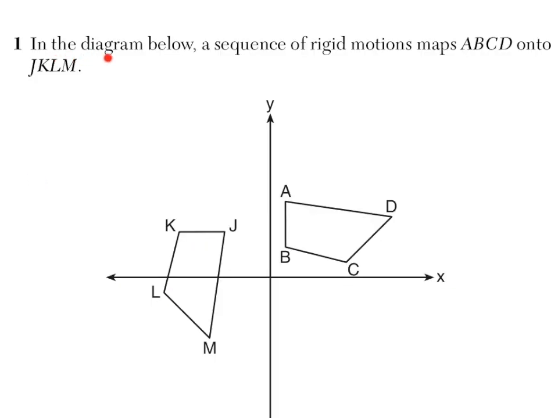Let's take a look at question number one. It says in the diagram below, a sequence of rigid motions maps ABCD onto JKLM. The first thing I'd like to do is indicate corresponding angles.